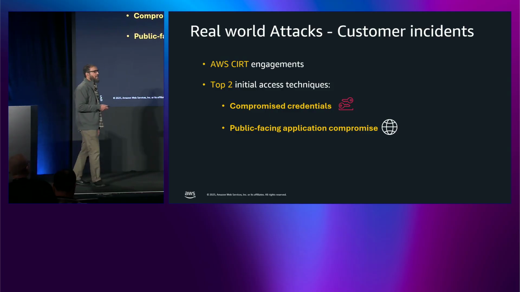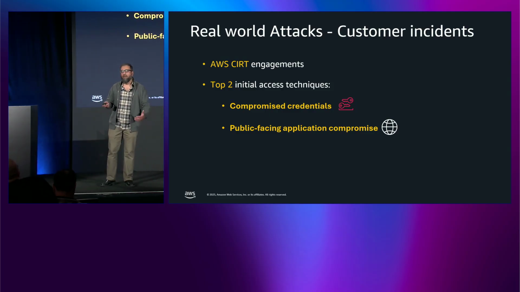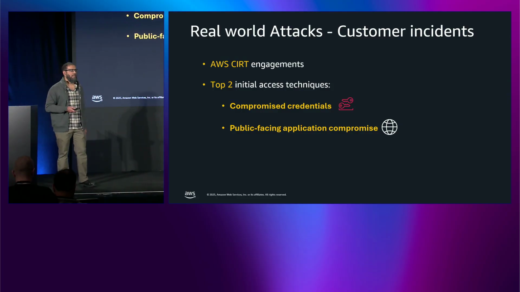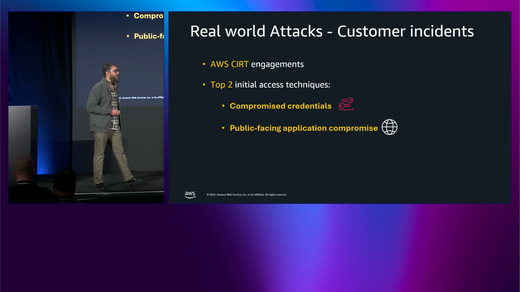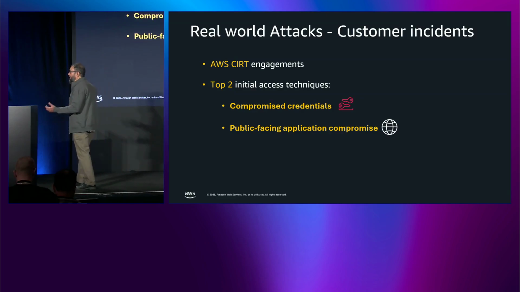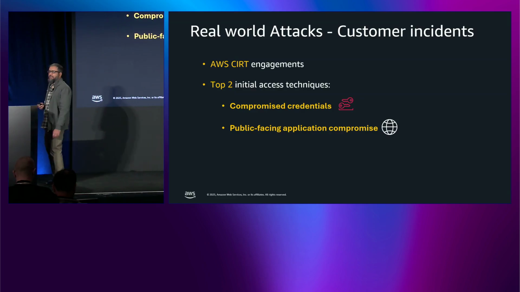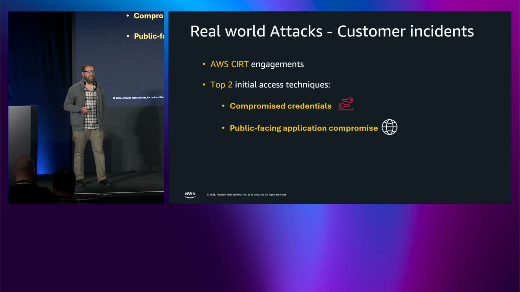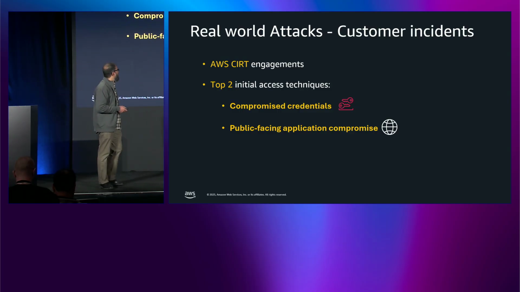Public-facing application compromise means that you have a vulnerable public-facing application. The attacker is able to exploit the vulnerability and gain access to the underlying compute resource, such as the EC2 instance. And from there, they can perform various activities, such as crypto mining or DDoS against other targets on the internet.